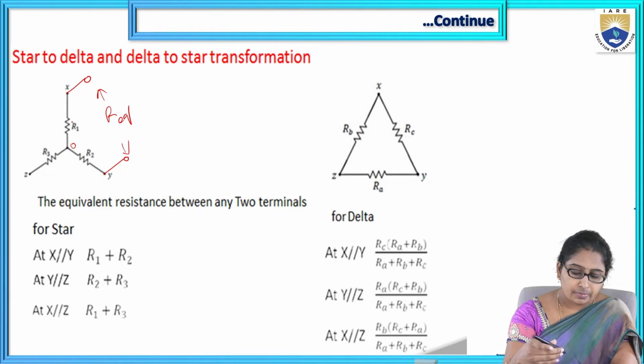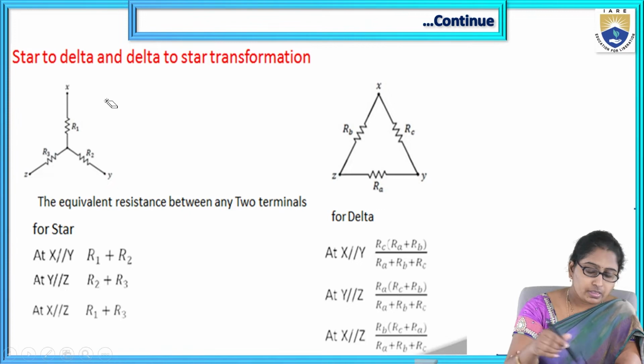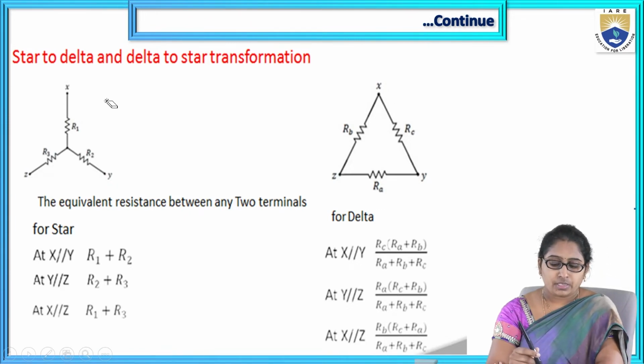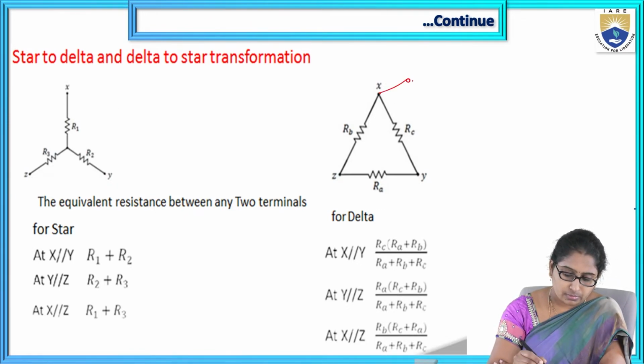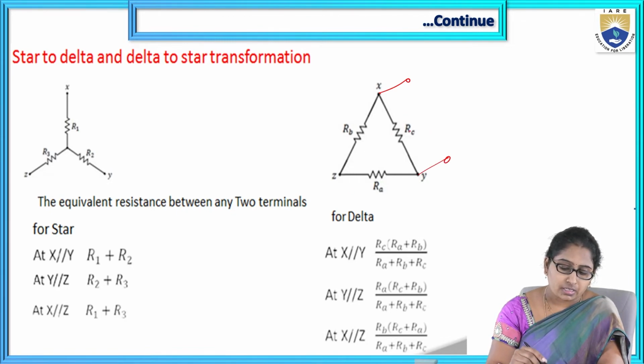Now, similarly, coming to the delta network, the equivalent resistance between terminals X and Y first. Between terminals X and Y, note that these three are in series connection.